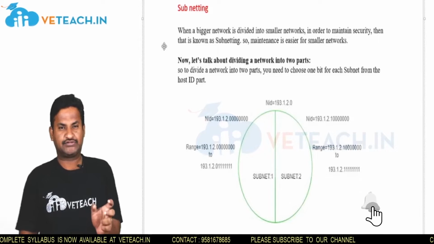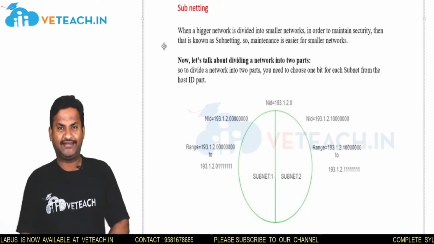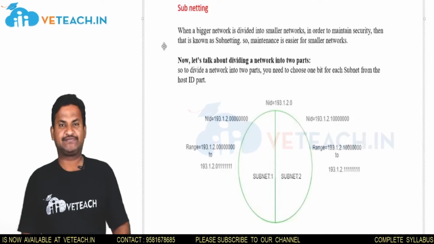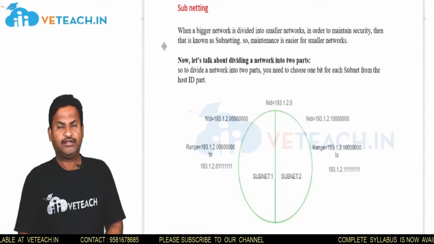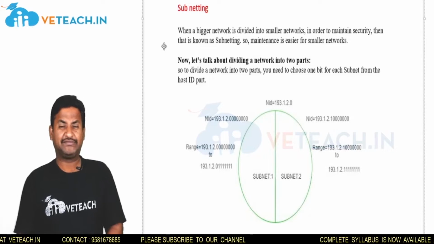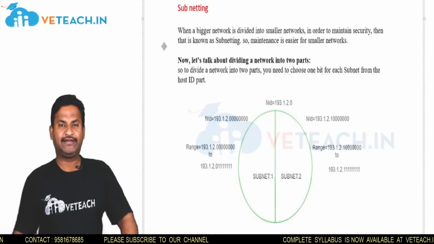What is subnetworking? What is supernetworking? How the network is divided in terms of computer networks with respect to the network layer. So the first thing, the subnetting. In terms of subnetting, why we go for subnetting is the first thing. And what is the difference between subnetting and supernetting?